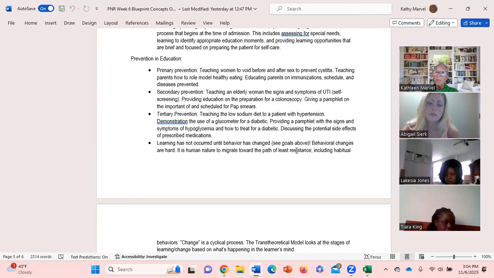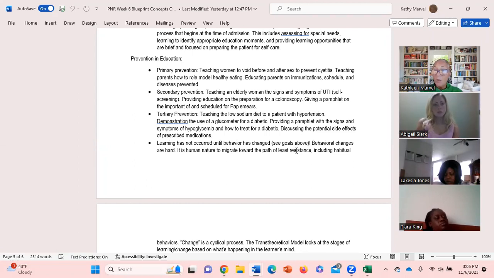What about secondary? Maybe teaching about the signs and symptoms of a UTI, preparing somebody for a colonoscopy. Tertiary, the patient already has hypertension, so we're teaching on the benefits of low sodium diet. We talked about the demonstration and use of a glucometer with diabetic patients. And then tertiary, again, discussing the potential side effects of a prescribed medication. They're on the medication for something, right?